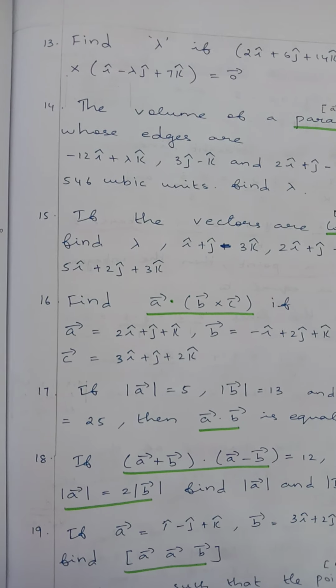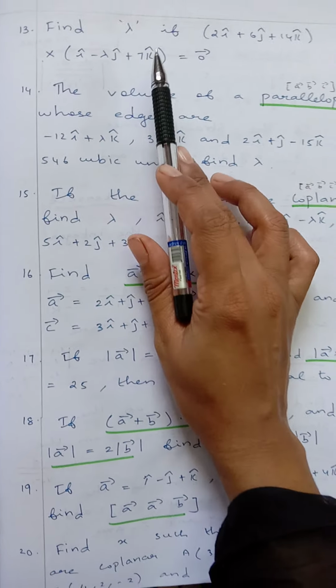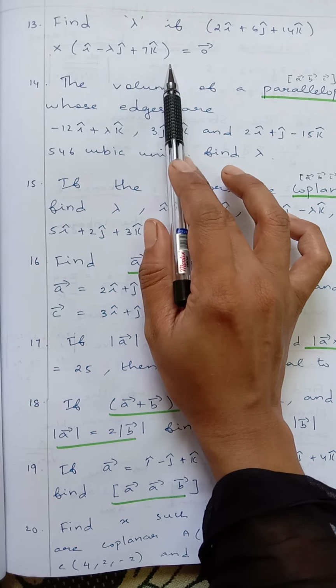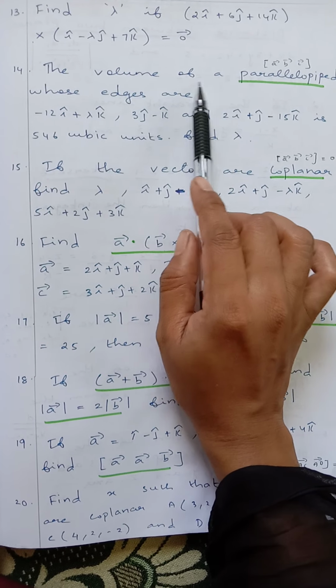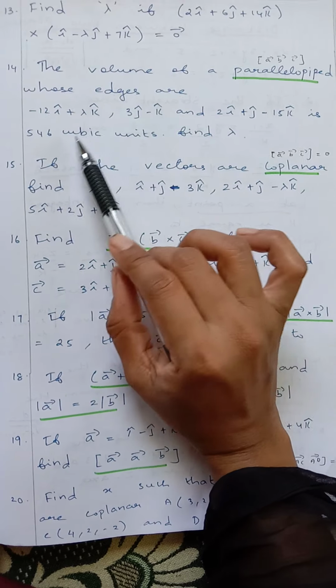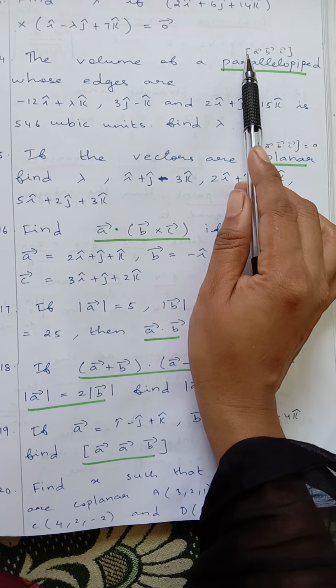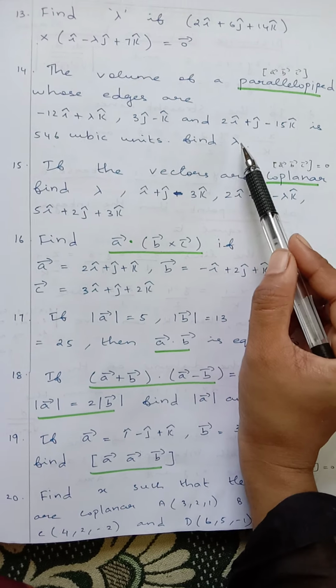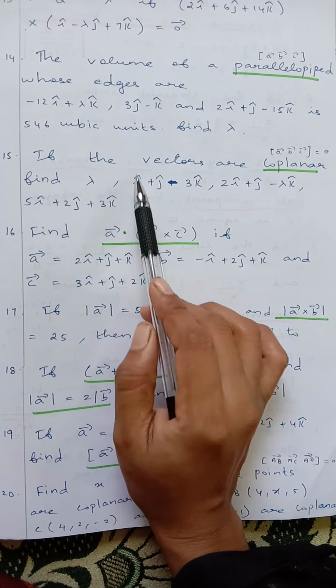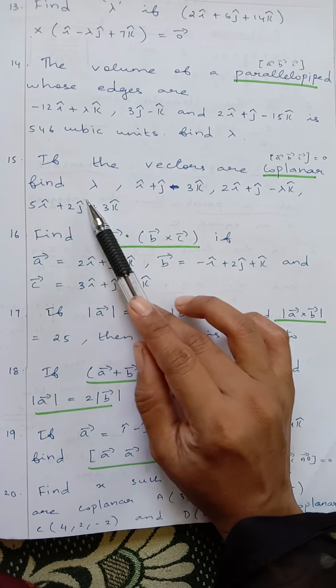The next question. Find lambda if this cross this equal to 0. You can use the cross product. Find the volume of the parallelepiped. That is, the box product ABC is given as 546. You can find lambda. If the vectors are coplanar, find lambda.